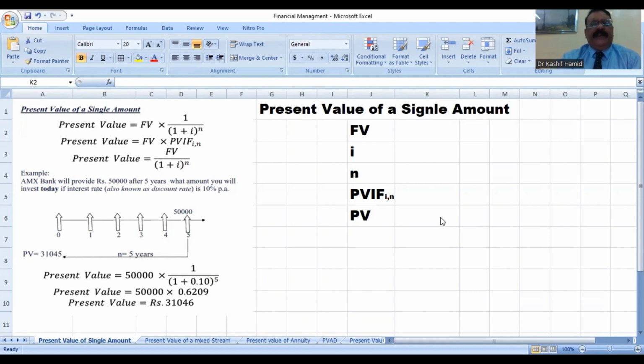We can compute present value by using future value multiplied by 1 plus I whole power n. We can also say that present value is equal to future value multiplied by the present value interest factor for a given interest rate and a given number of periods. Or we can simply write it as present value equals future value divided by 1 plus I whole power n. For example, AMX Bank will provide rupees 50,000 after 5 years. What amount will you invest today if the interest rate, also known as discount rate, is 10% per annum?